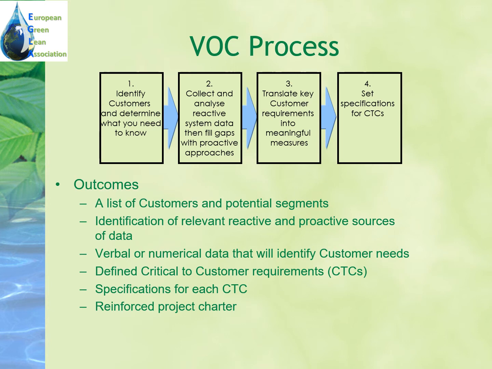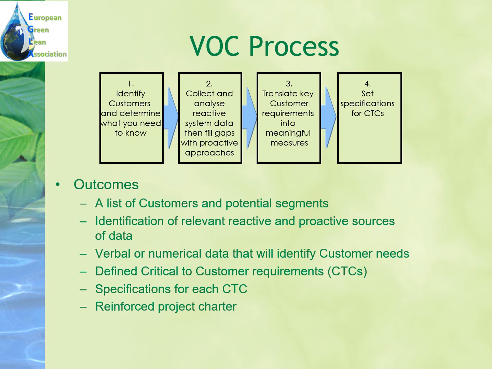When we think about the VOC process, the first step is to identify customers and determine what you need to know of them. Second step is to collect and analyze reactive systems data and then fill up the gaps with proactive approaches. We'll come back to those later. Then translate the key customer requirements into meaningful measures. And set specifications for things that are critical to customers, CTCs.